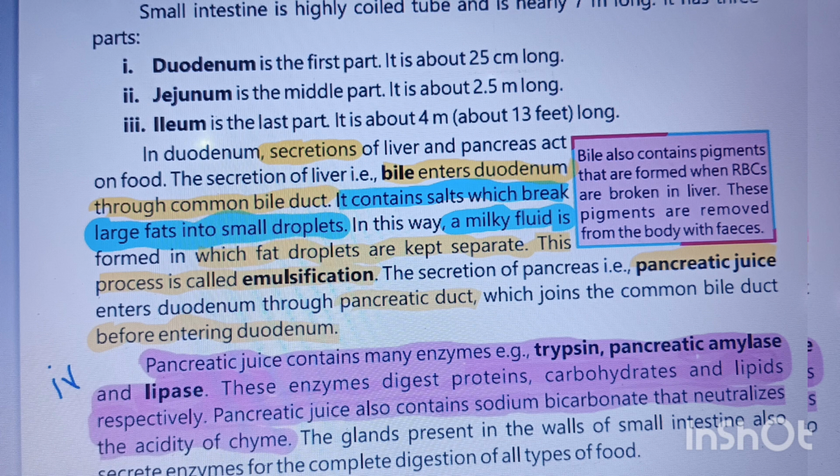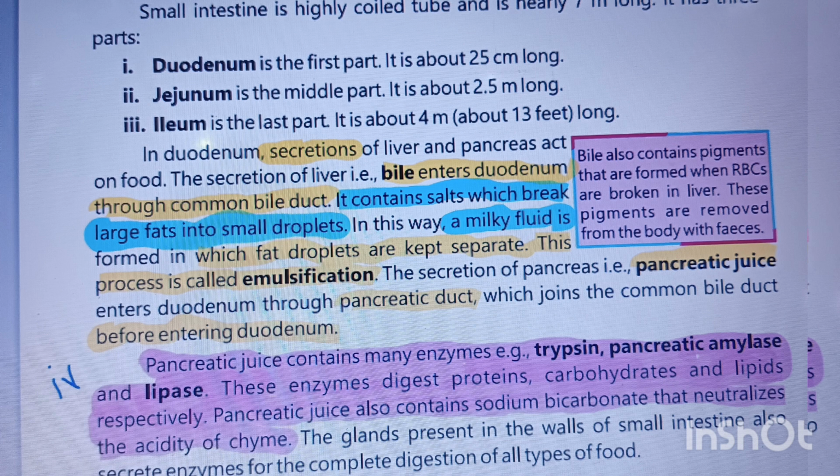The small intestine is a highly coiled tube that is 7 meters long. It has 3 parts: duodenum, jejunum, and ileum. The duodenum is its first part, and it is 25 centimeters long. The jejunum is its middle part, which is 2.5 meters long. And the ileum is the last part of the small intestine, and it is 4 meters long.